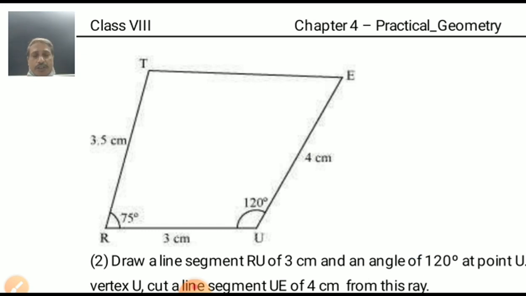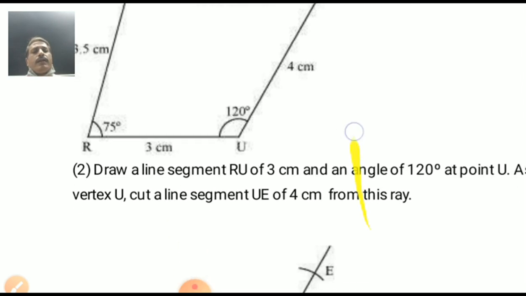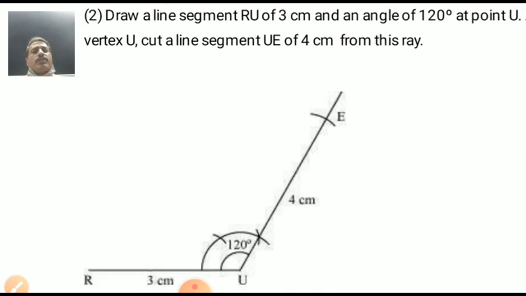First of all, RU is 3 cm. With the help of a protractor or a pair of compasses you can draw 75 degrees and 120, but my best advice is to draw with the help of a pair of compasses only, because it is helpful to you in your SSC exam. Okay, easy. I just want to show you where you are moving. Yes, 120 is very easy. 60 and 120 are very easy with the help of a pair of compasses. Good.